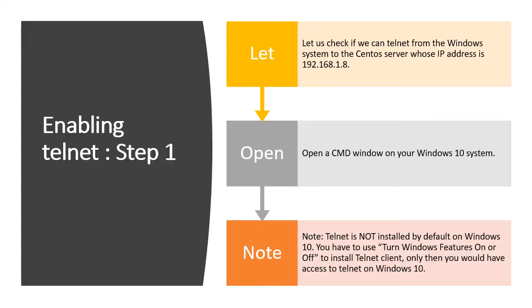Enabling Telnet, Step 1. Let us check if we can telnet from the Windows system to the CentOS server whose IP address is 192.168.1.8. Open a CMD window on your Windows 10 system. Note: Telnet is not installed by default on Windows 10. You have to turn Windows features on or off to install the Telnet client. Only then would you have access to Telnet on Windows 10.